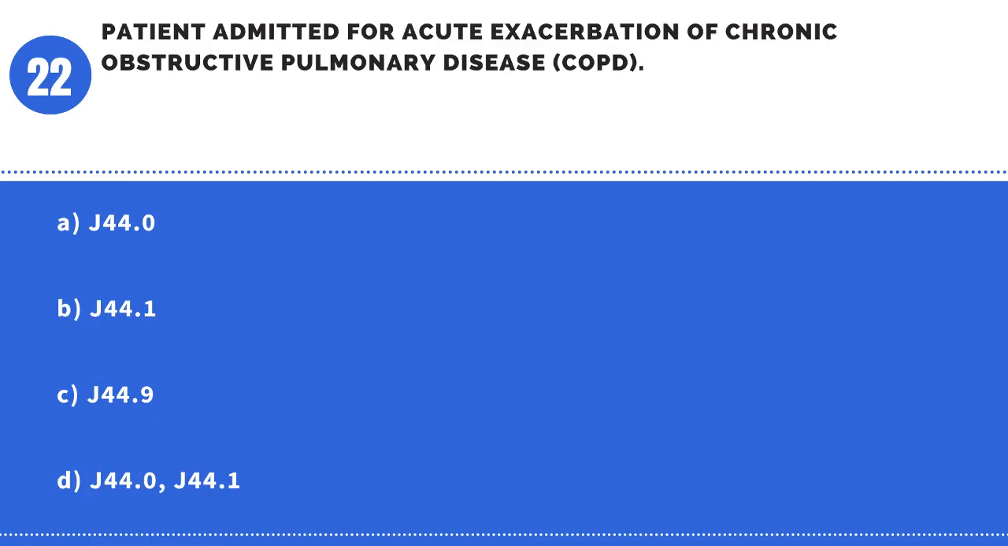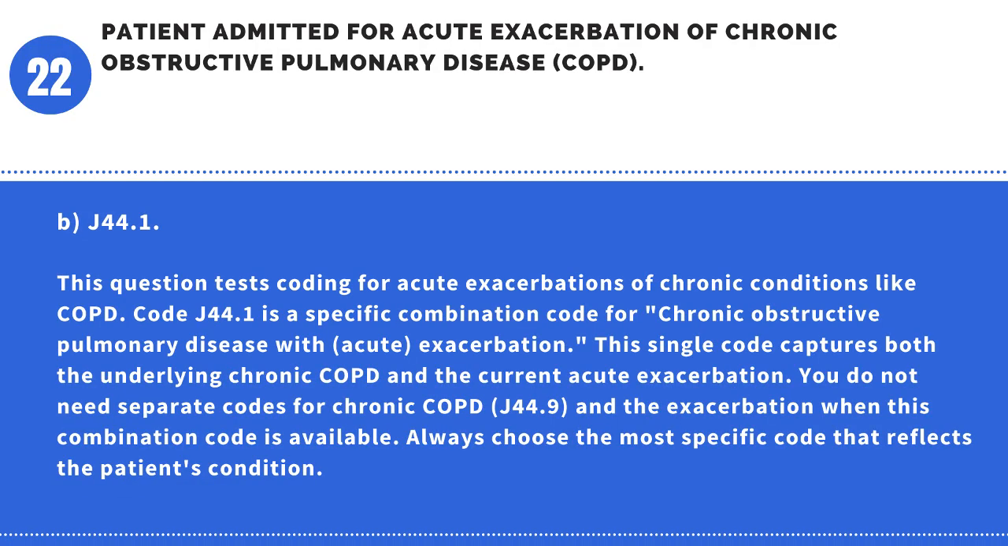Question 22. Patient admitted for acute exacerbation of chronic obstructive pulmonary disease, COPD. A. J44.0. B. J44.1. C. J44.9. D. J44.0, J44.1. Answer: B. J44.1. This question tests coding for acute exacerbations of chronic conditions like COPD.